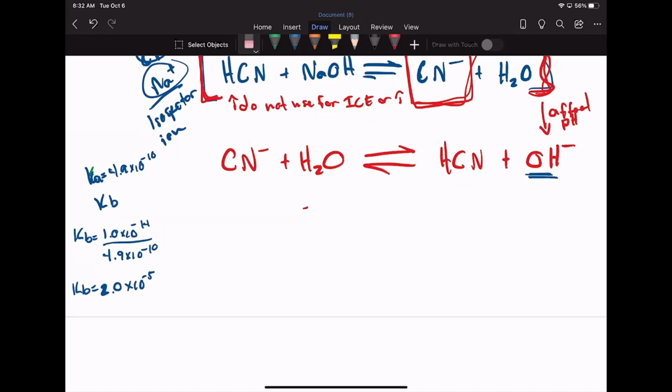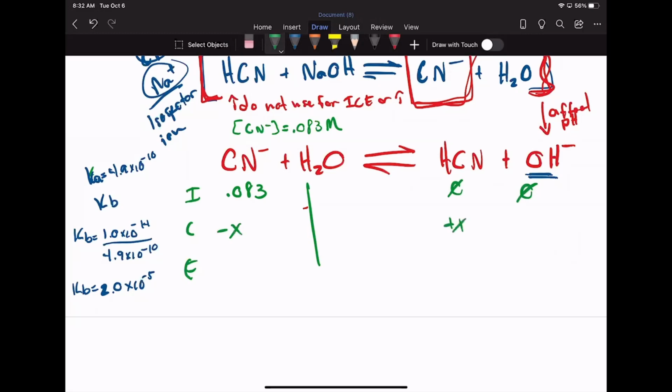So let's go with our ice table again. Do we have an initial concentration? Did I give it an initial concentration of this? No, let me give you an initial concentration. So we'll say the concentration is equal to 0.083 molar. All right, so we got 0.083. I'm going to draw a line through that. 0, 0, minus x, plus x, plus x. 0.083 minus x, plus x, plus x.